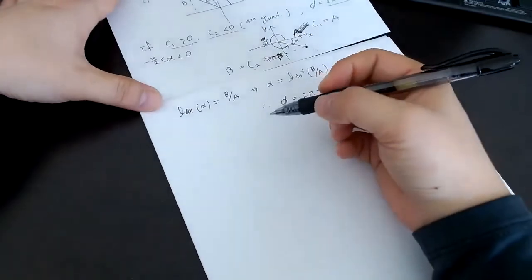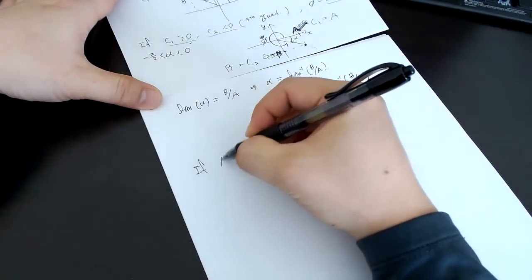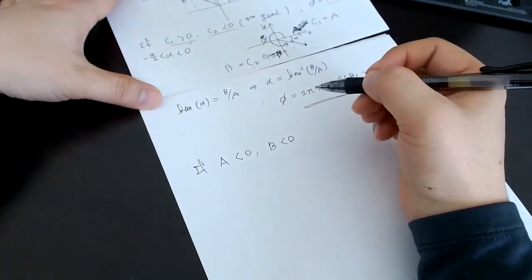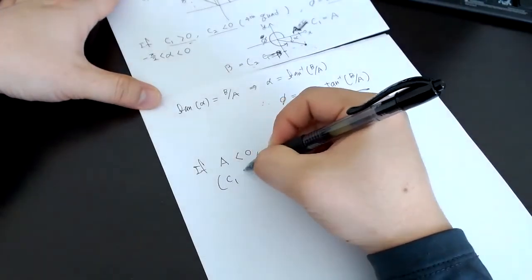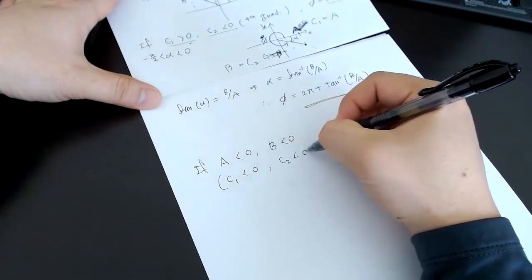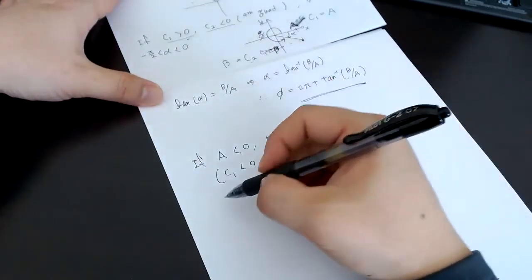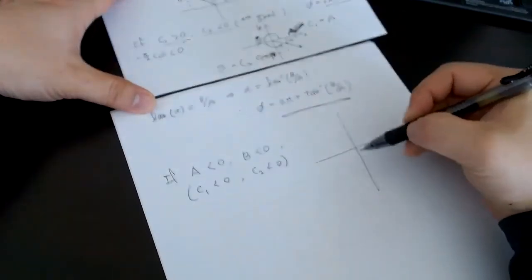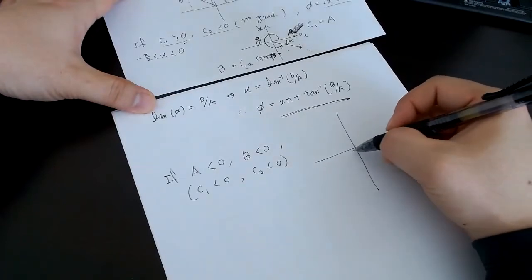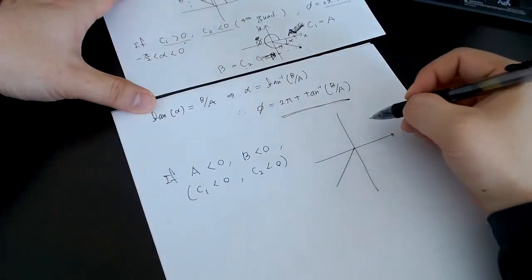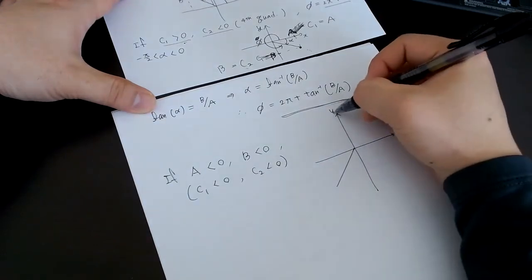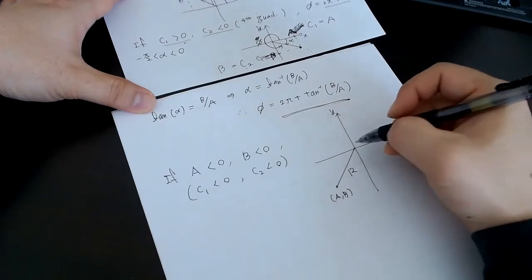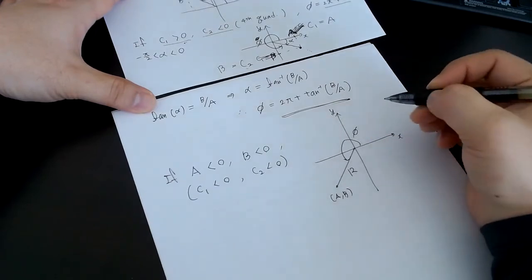Now, next one. What if A is less than 0? Okay. And then B is also less than 0. So it means that C1 is less than 0 and C2 is less than 0. Okay. Then arctangent, I mean, what does that mean? It means that A comma B is in the third quadrant, right? Okay, x-axis, y-axis is A comma B. Okay, this is R. So that's the phase angle pi, right?